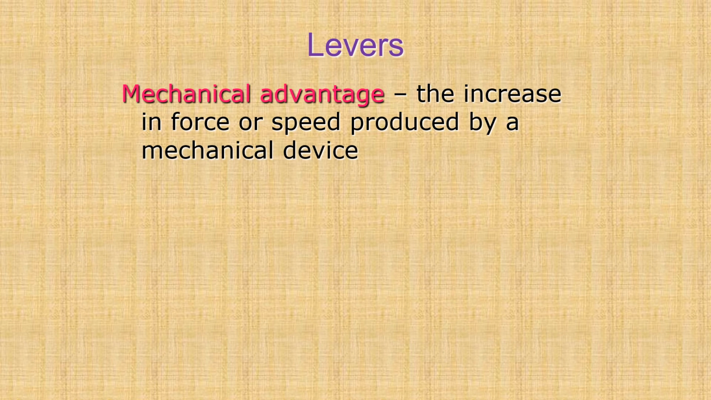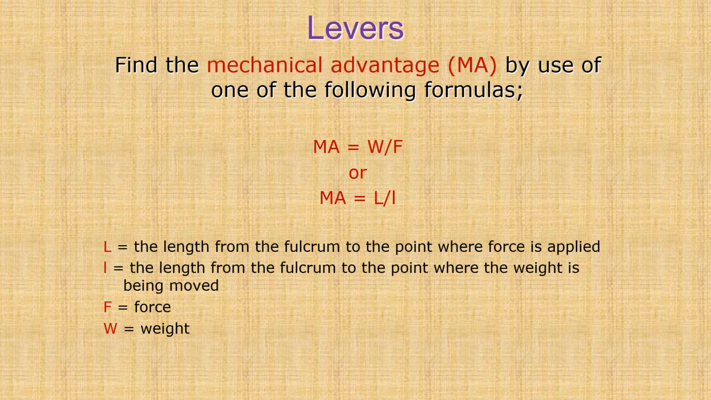When describing the mechanical advantage given by a simple machine, it is the increase in force or speed or distance produced by a mechanical device. We can determine the mechanical advantage of a lever by either dividing the weight by the force being applied, or by dividing the length from the fulcrum to the point where the force is applied by the length from the fulcrum to the point where the weight is being moved.